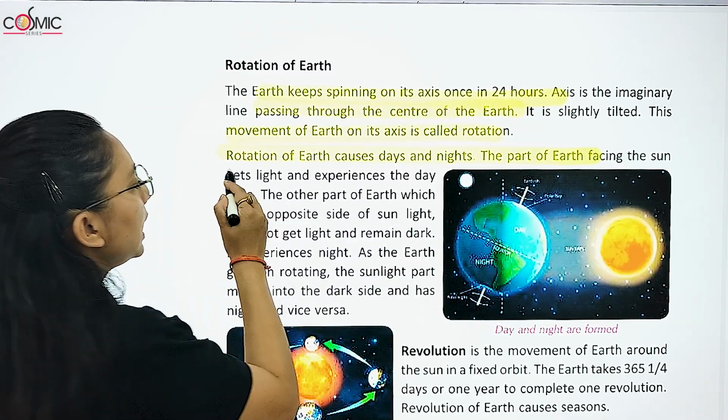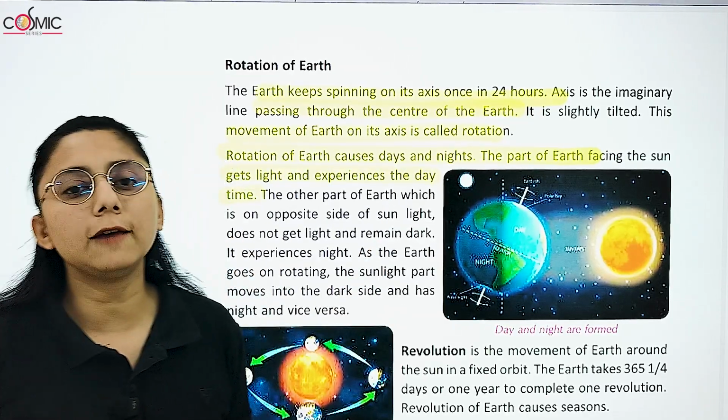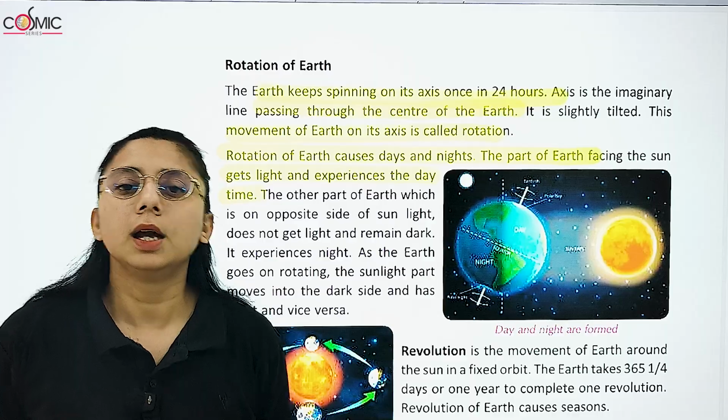and the part of the earth जो sun को face कर रहा है, it gets light and experiences the daytime. और जो other part है जो opposite side of the sunlight है वो आपको dark दिखाई देगा. It remains dark.